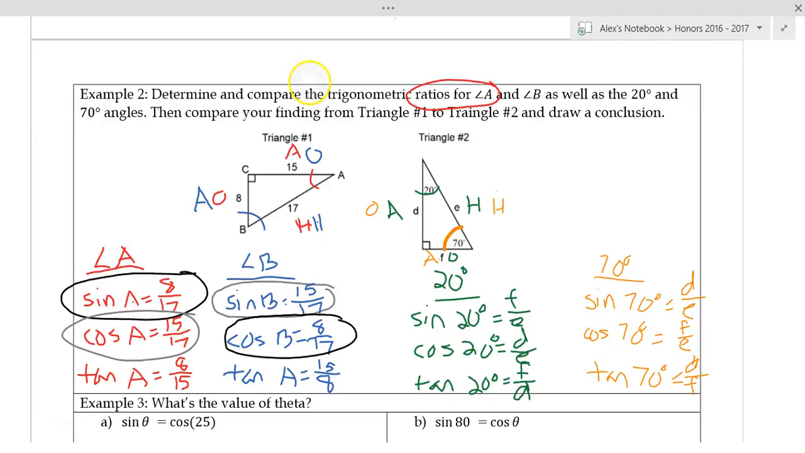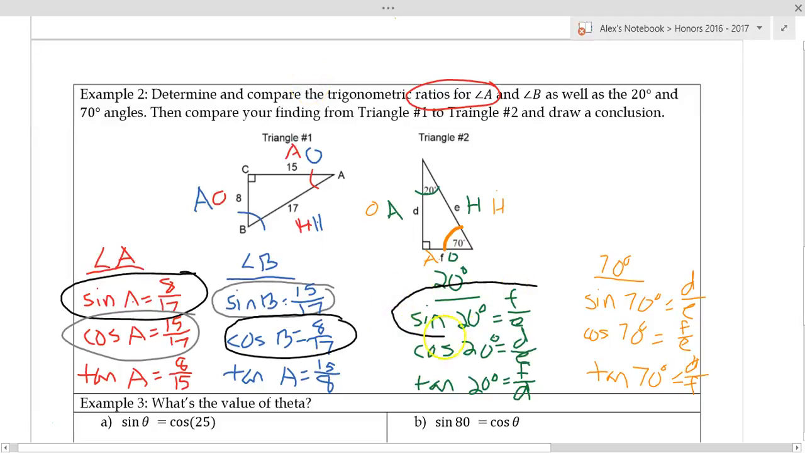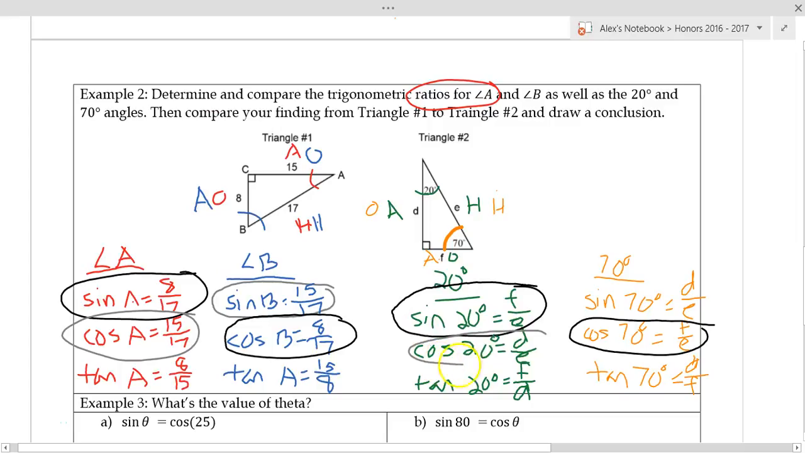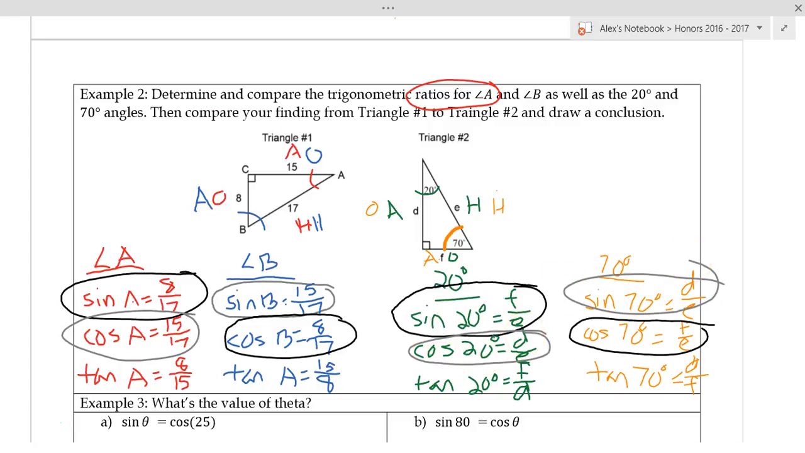So again, we see that same relationship holds. My sine of 20 is equal to my cosine of 70, and my cosine of 20 is equal to the sine of 70. And remember, these angles add up to 90 degrees. Angle A and B are the same thing. Even though I don't know their measure, since they're the two acute angles, they have to add up to 90 degrees. So anytime you have complementary angles, this relationship is going to hold.